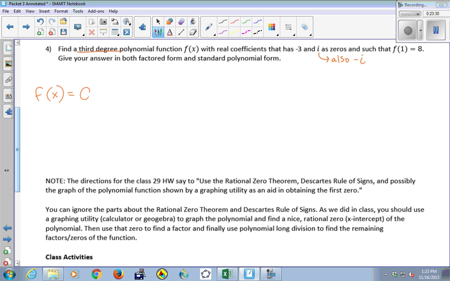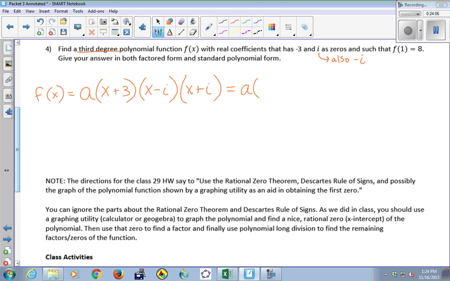I've got some unknown leading coefficient a, and then my factors are x plus 3, because -3 was a zero, so x plus 3 has to be a factor. x minus i, that's because i is a zero, and x plus i, because negative i is a zero. All right, let's multiply it out.